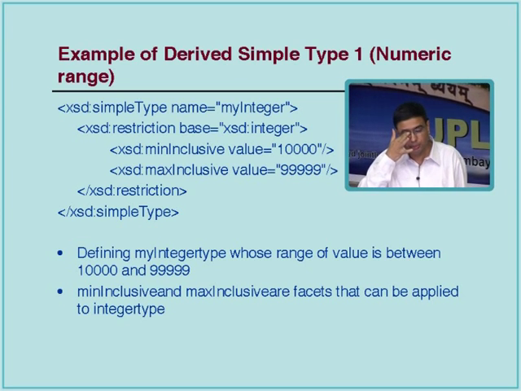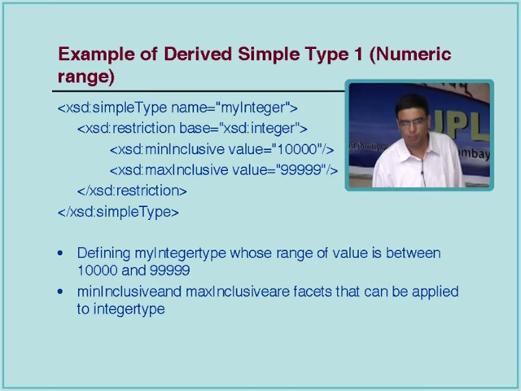So this is actually a simple type, but it's a derived simple type where I have put certain facets or restrictions. So there are two facets here, min inclusive, max inclusive. Min inclusive is 10,000 included as a minimum, and 99,999 included is max inclusive. There are many different types of restrictions.